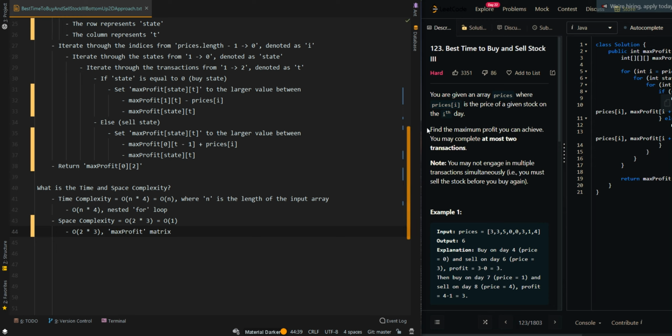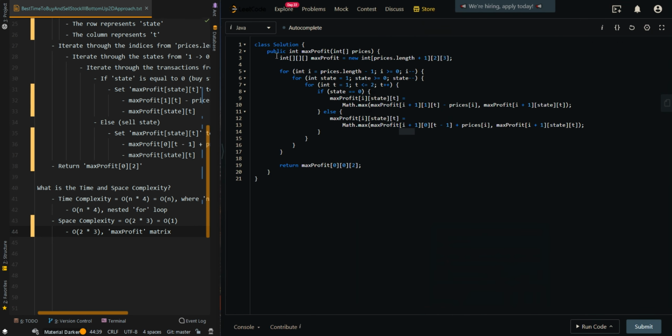Now let's go over the code. So we're going to create our 2D matrix max profit. We're going to iterate through our 3 parameters, the current index, the states, and the number of transactions. If state is equal to 0, we're currently in buy state. We want to pick the larger value between buying at the current price and also skipping the current price. Else, we want to pick the larger value between selling at the current price and also skipping the current price.